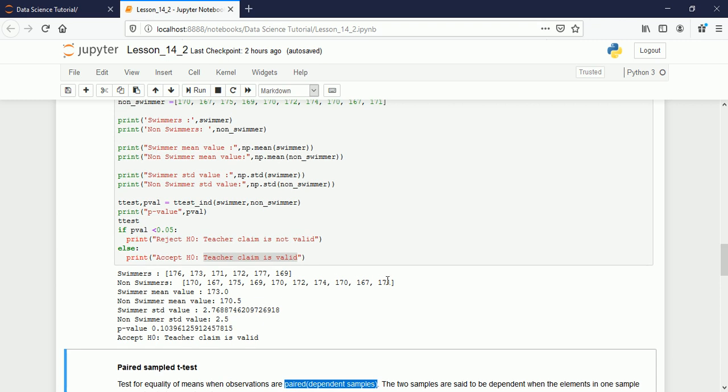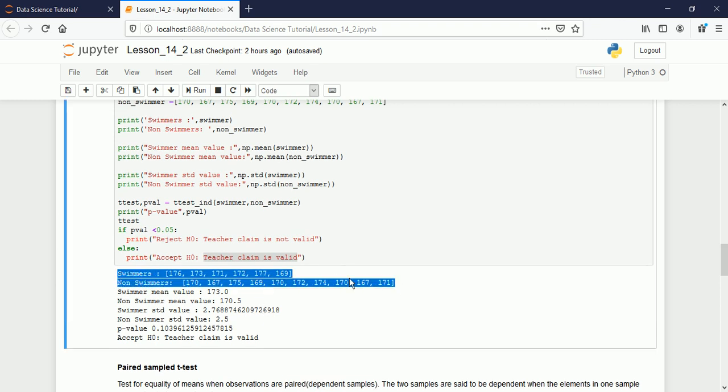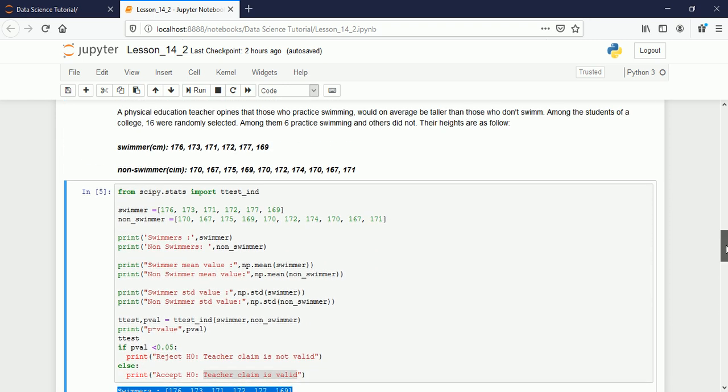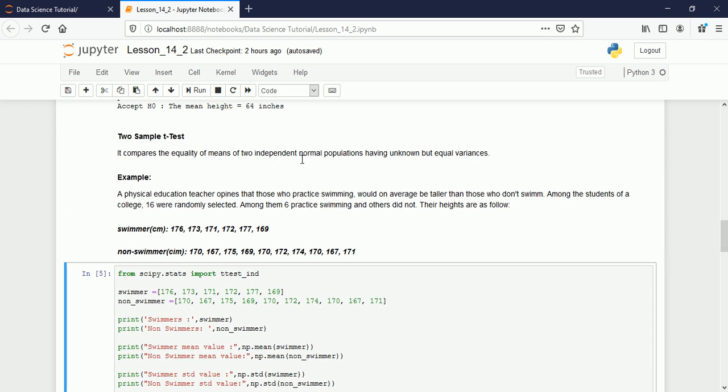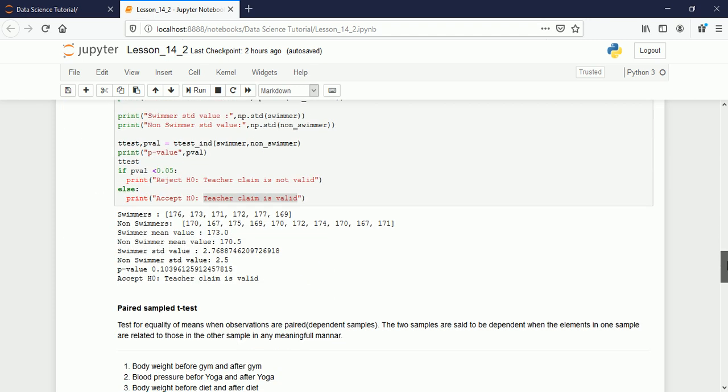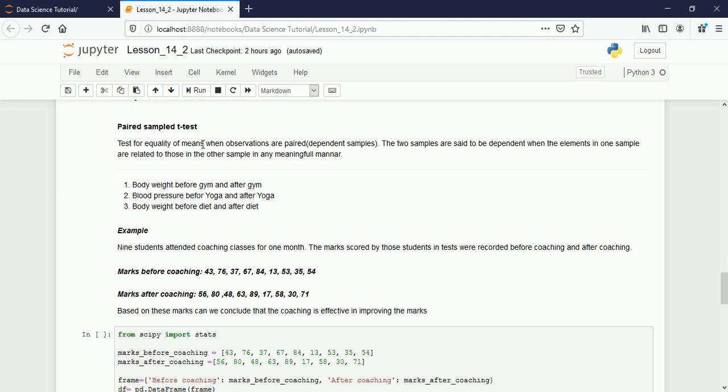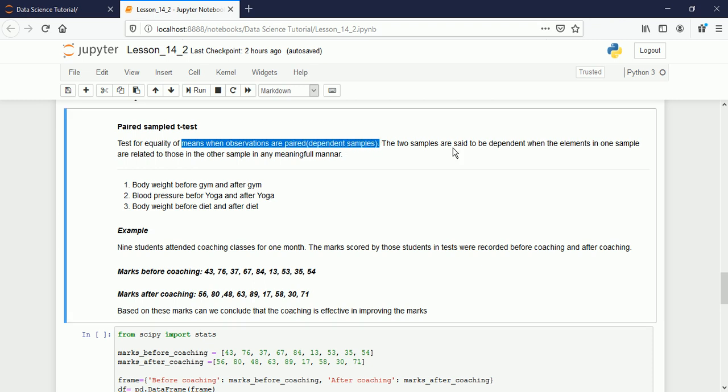If you remember, in the two sample t-test, they are independent, two independent normal populations, but in paired the observations are dependent on each other. The two samples are said to be dependent when the elements of one sample are related to the other sample in some meaningful manner.